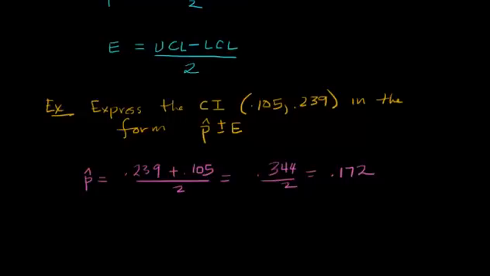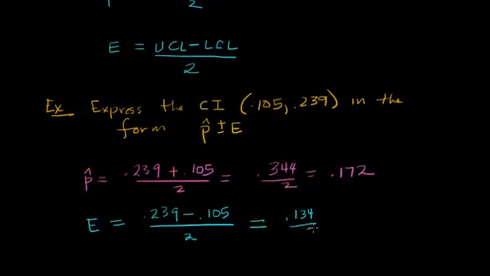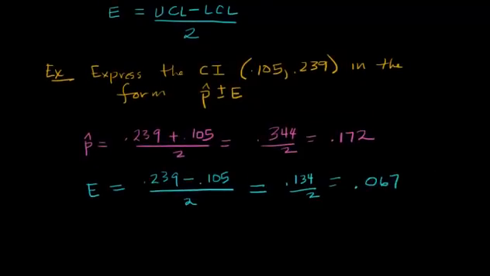Then e, we said we'll take the difference between the upper, 0.239, minus the lower. Of course, with subtraction the order matters, and then that distance split in half will give us e, because the distance represents e twice. Okay, 0.134 divided by 2, or 0.067. So now I can express this in the form I was asked to express it in. p hat, 0.172 plus or minus 0.067.